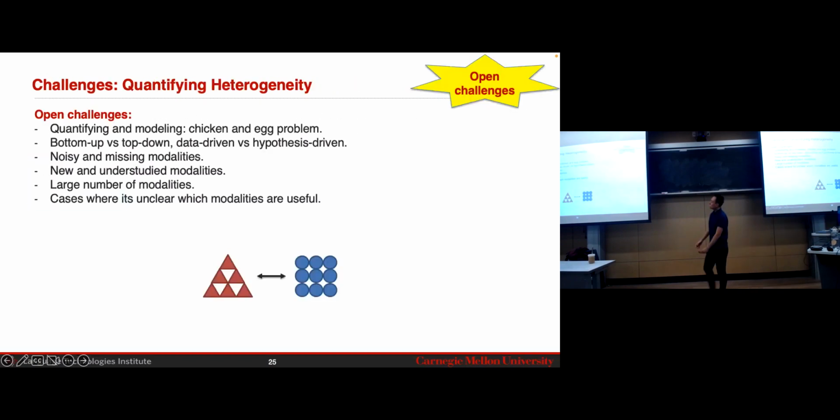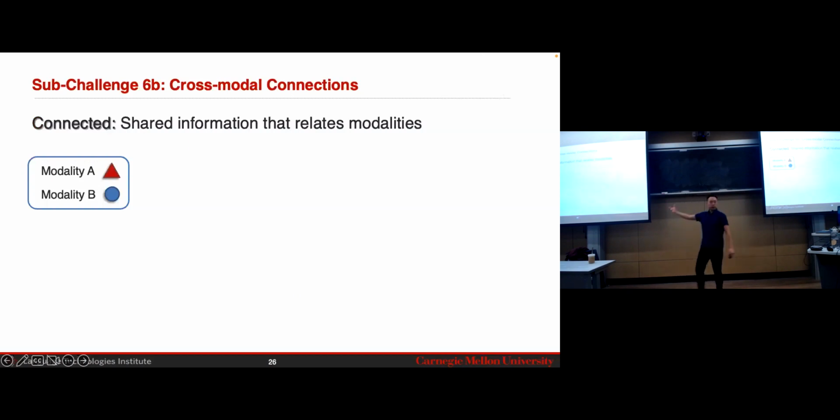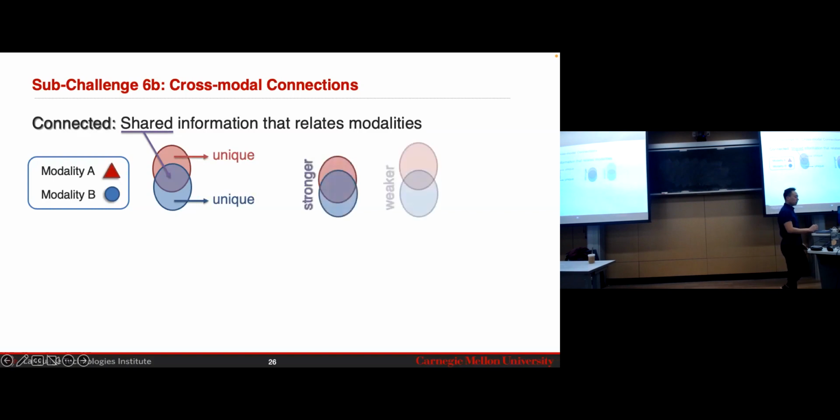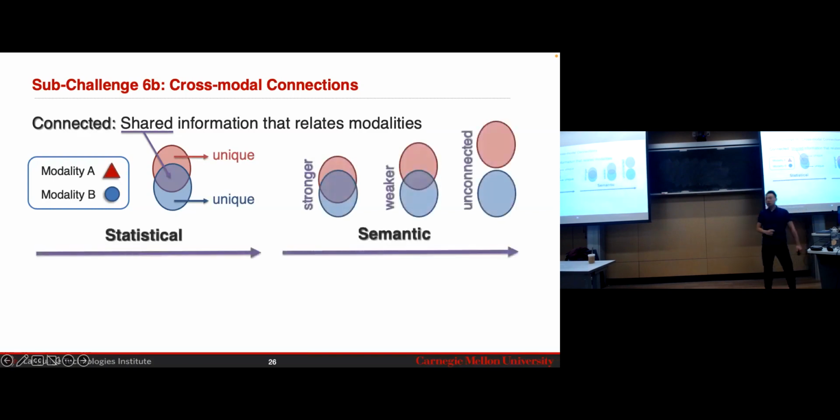Okay, so next one is about quantifying these cross-modal connections and interactions, right? That's a second big dimension in multimodal. And just to recap, all these connections basically refer to the fact that you have two modalities. They're not independent, but there's some relationship between them. There's some shared information between them.